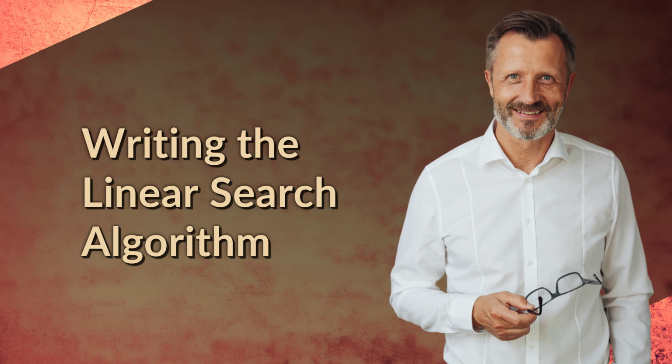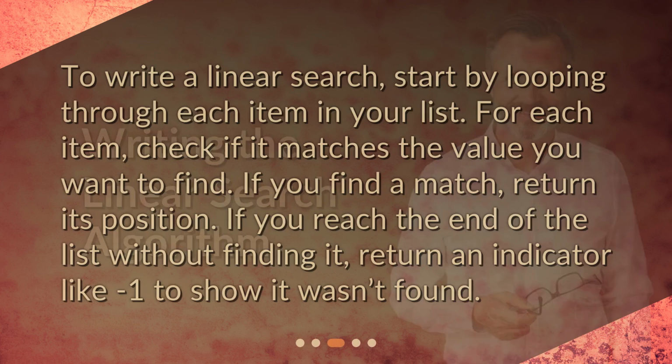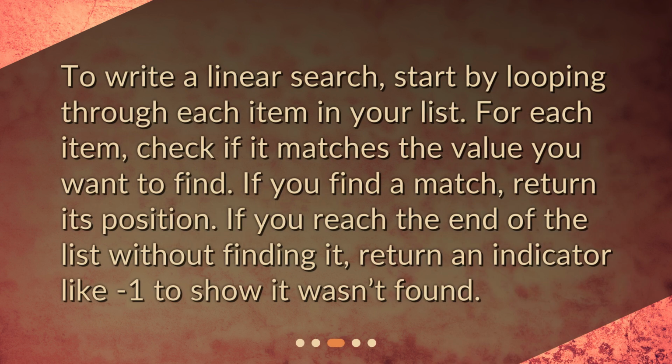Writing the linear search algorithm. To write a linear search, start by looping through each item in your list. For each item, check if it matches the value you want to find. If you find a match, return its position. If you reach the end of a list without finding it, return an indicator like -1 to show it wasn't found.